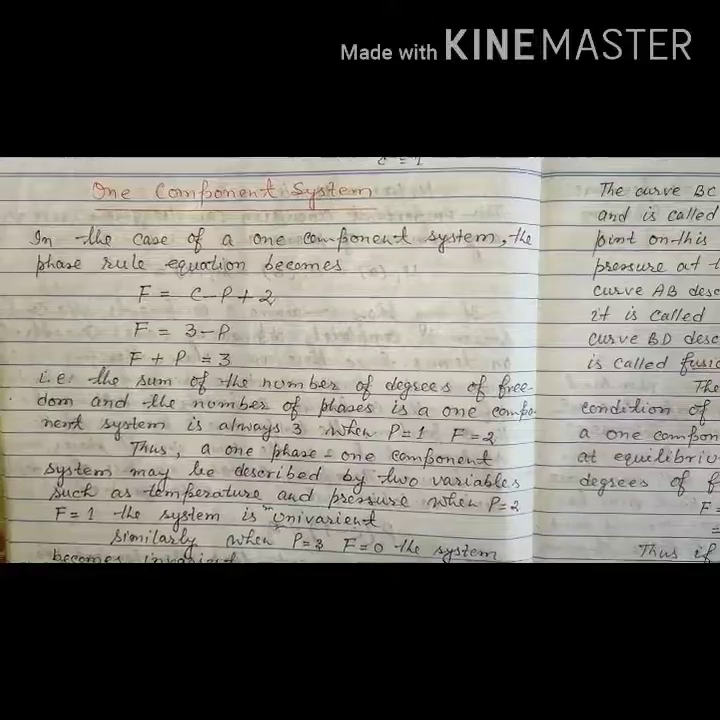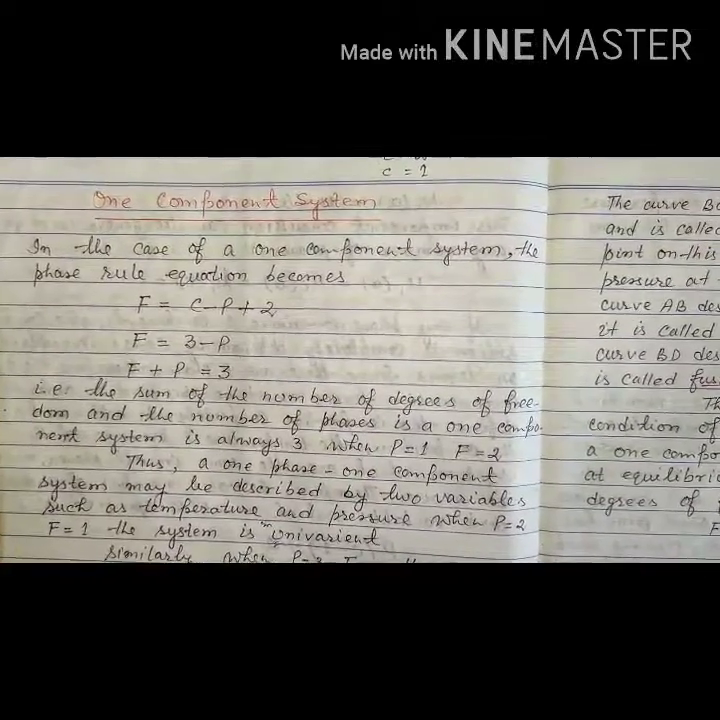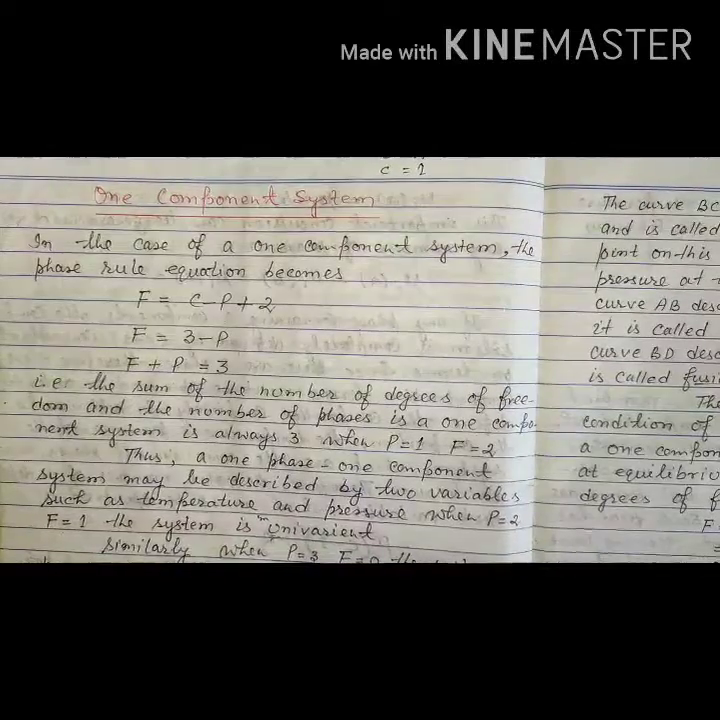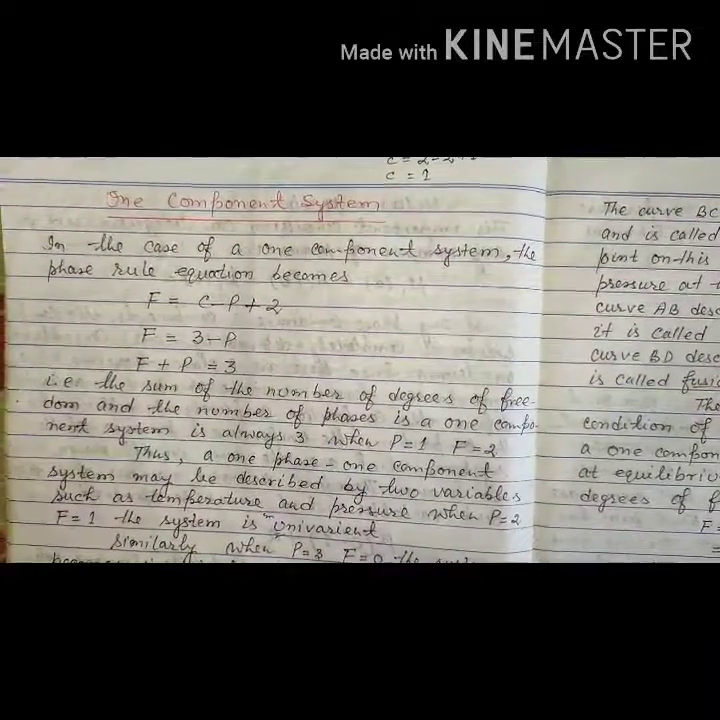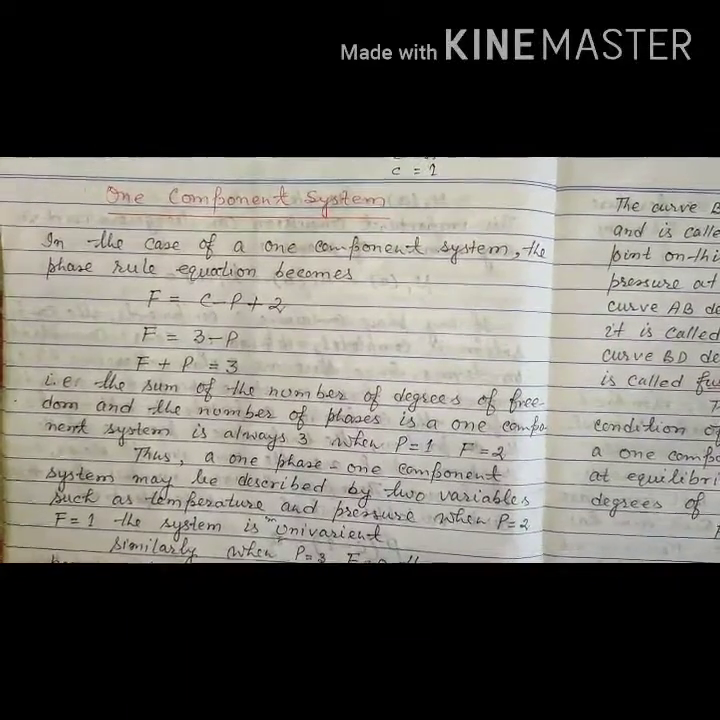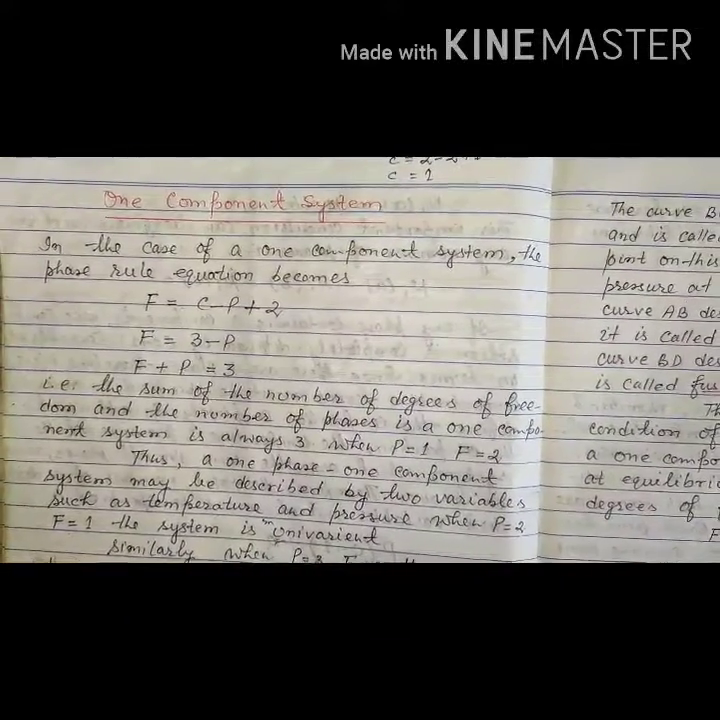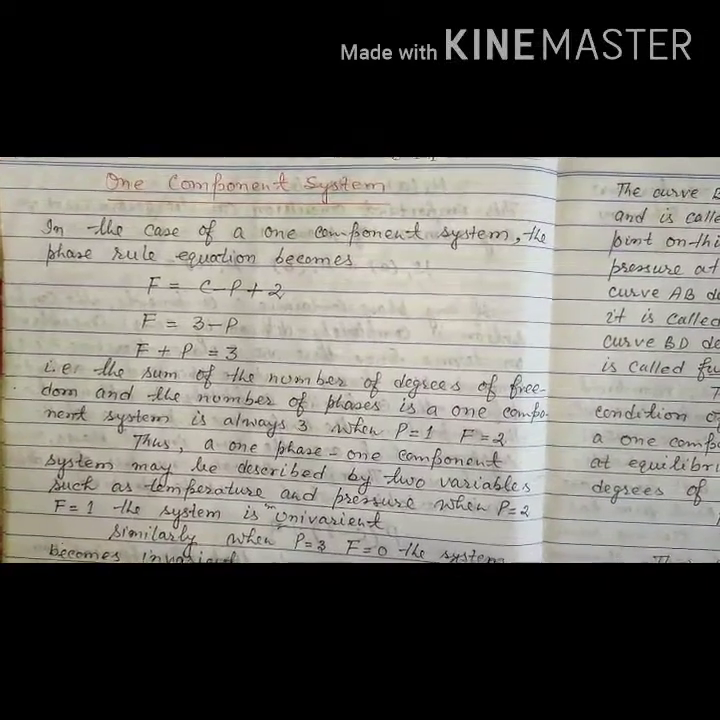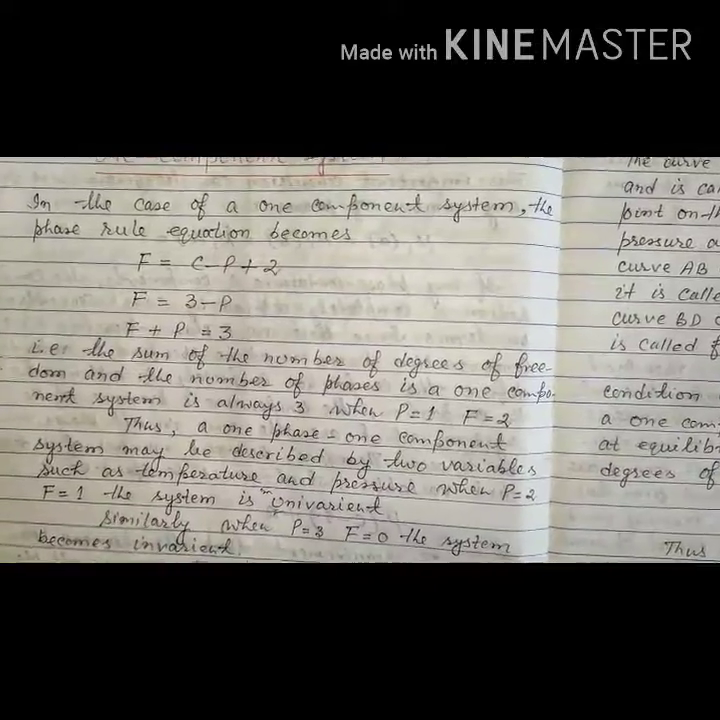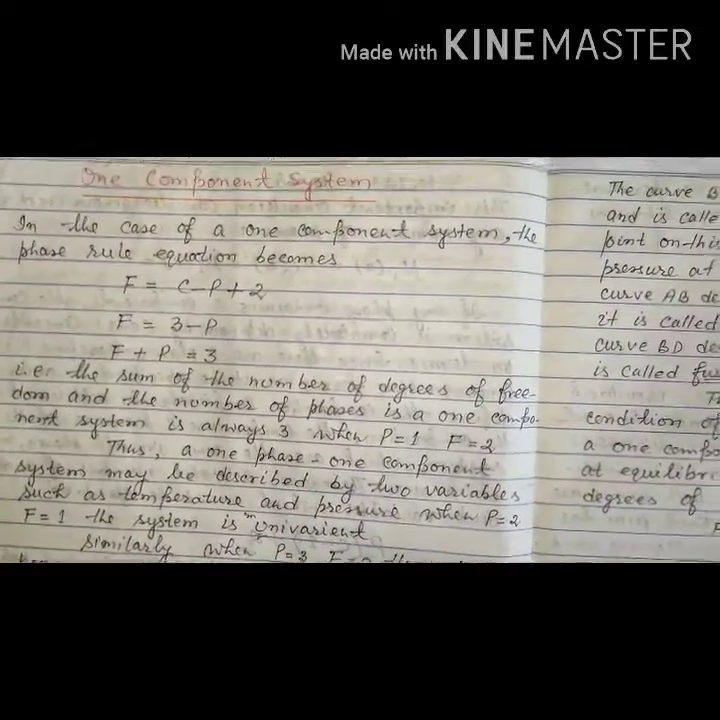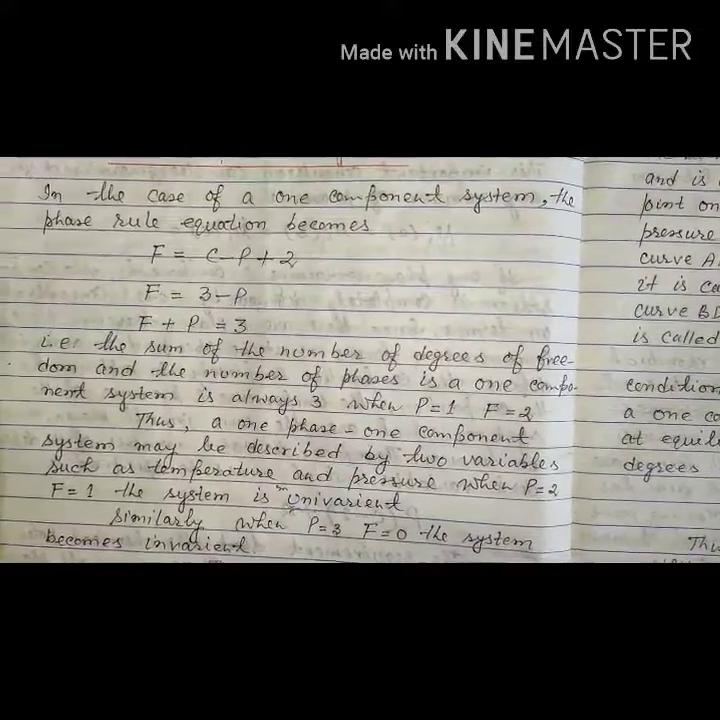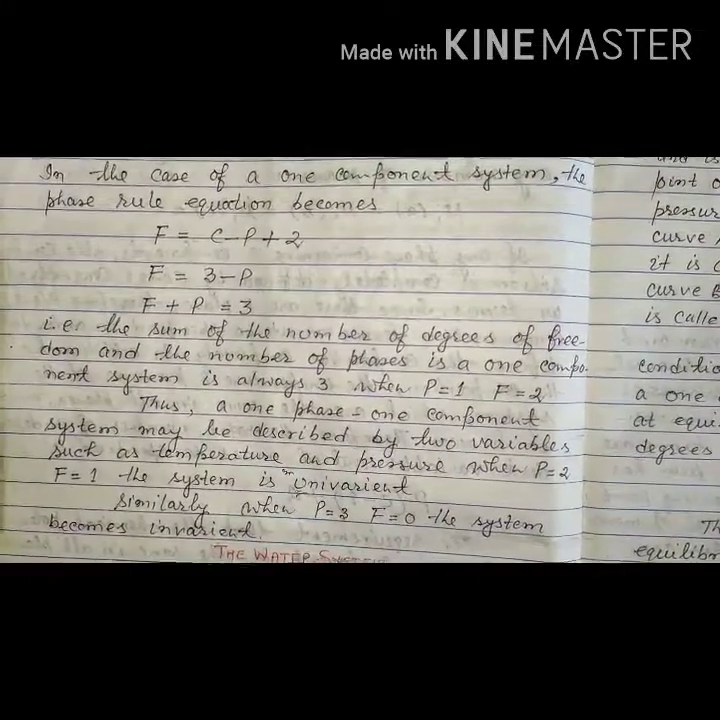One component system, that is the water system. In case of a one component system, the phase rule equation becomes F equal to C minus P plus 2. F equals, in place of the component we put the value 1, so this becomes 3 minus P. F plus P, degree of freedom plus phase, equals 3.